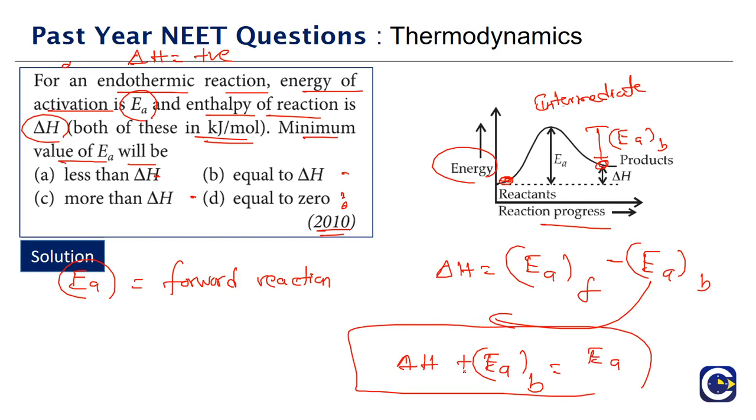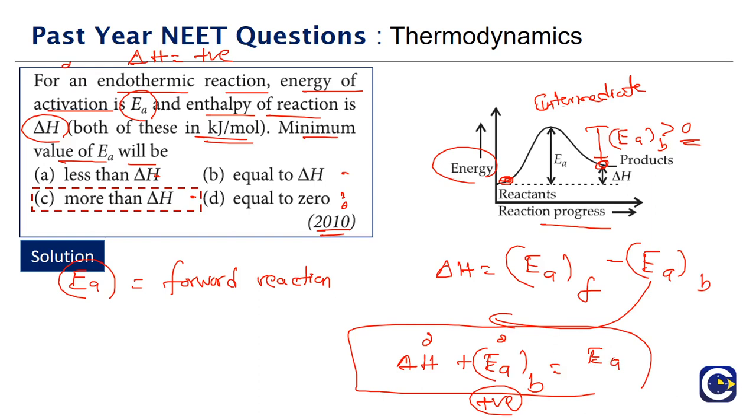The activation energy of the forward reaction, which we are expressing as EA. Now if you look at it, the backward reaction will definitely have some value of activation energy. It will definitely be more than 0. So to delta H, we are adding some positive number, and that gives us EA. So EA will definitely be more than delta H. So what is the correct answer for this?